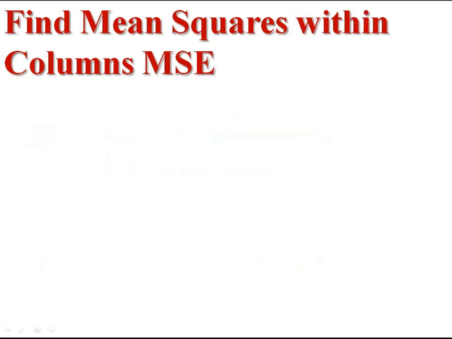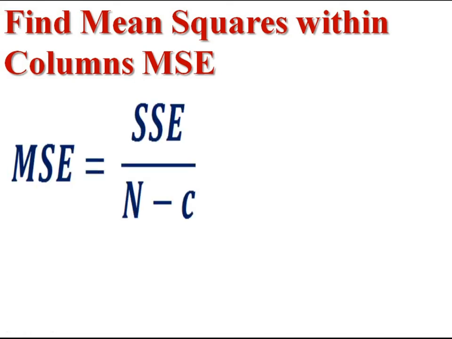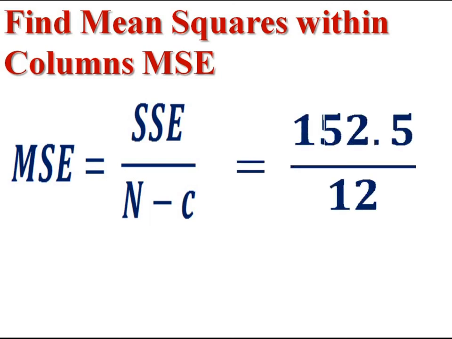Then get MSE. MSE is equal to SSE divided by number of items minus number of columns. SSE is 152.5, divided by number of items 16 minus number of columns 4, which is 12. We get MSE as 12.7.